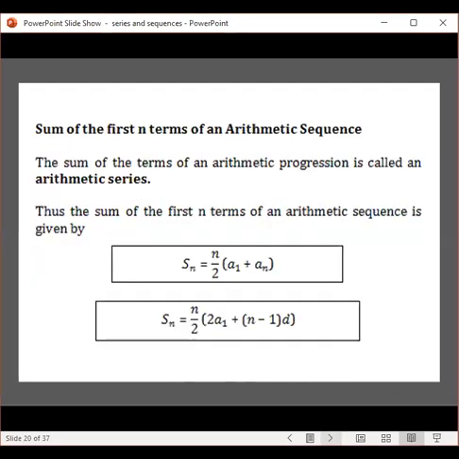To find the sum of the first n terms of an arithmetic sequence, we have these formulas. We have two formulas for the arithmetic sequence. S sub n is equal to n over 2 times the quantity a sub 1 plus a sub n. Another formula for the arithmetic sequence is n over 2 multiplied by the quantity 2 a sub 1 plus the quantity n minus 1 times d. Again, a sub 1 is the first term of the sequence. A sub n is the last term, or the nth term, in the sequence. And d, of course, is the common difference. S sub n is the sum of those terms in the sequence.